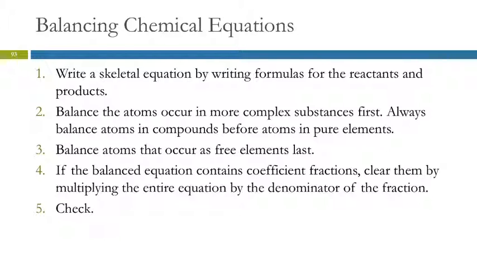It's possible to do balancing and end up with fractions. It's also possible to never end up with fractions if you don't like fractions. But if you do get fractions, you need to get rid of them by multiplying all the coefficients by the denominator of the fraction, because we need to have small whole numbers, lowest ratio, and then check that it's balanced.